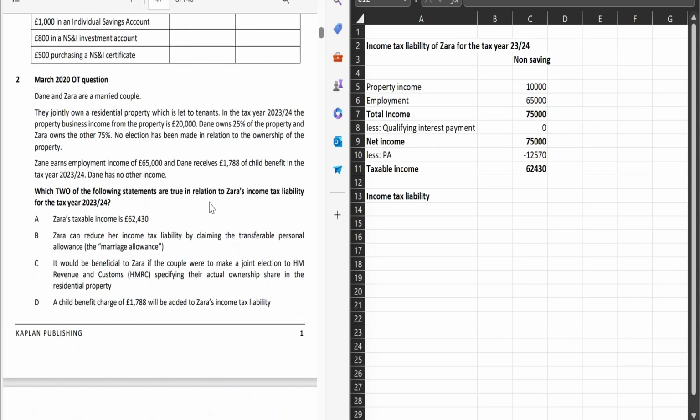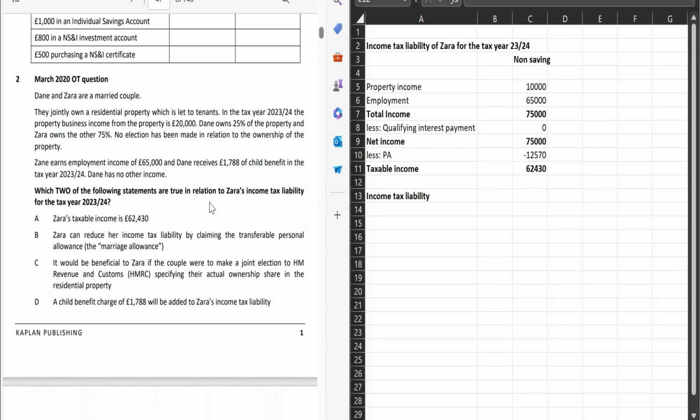Okay, so next question. Dane and Jada are a married couple. They jointly own a residential property, which is let to a tenant. Basically, it's their source of income, I think property income. In the tax year 2024, the property business income from the property is 20,000. As I said, Dane owns 25% of the property, and Jada the other 75%. No election has been made in relation to the ownership of the property.